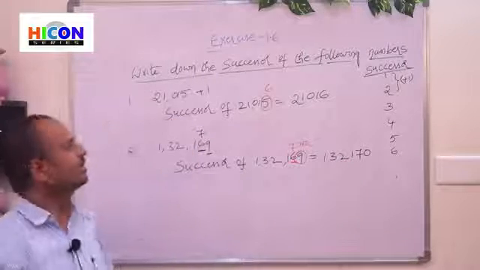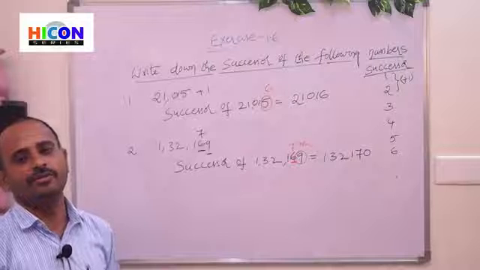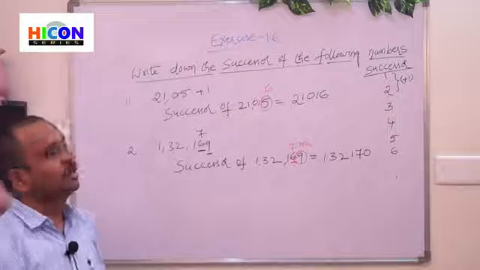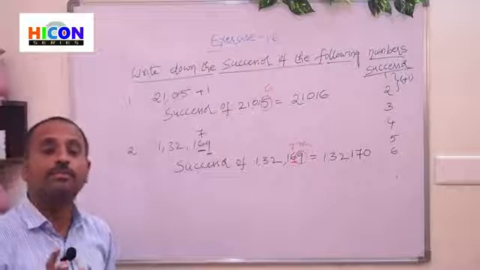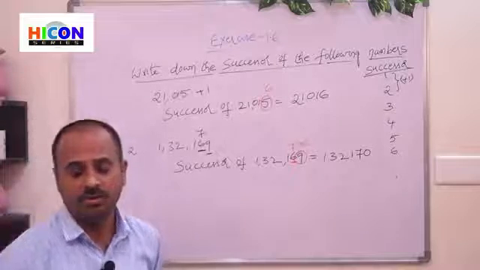1,32,170. So children, this is the way how to write the successor of the given numbers. Now we will learn how to write the predecessor of the given number.